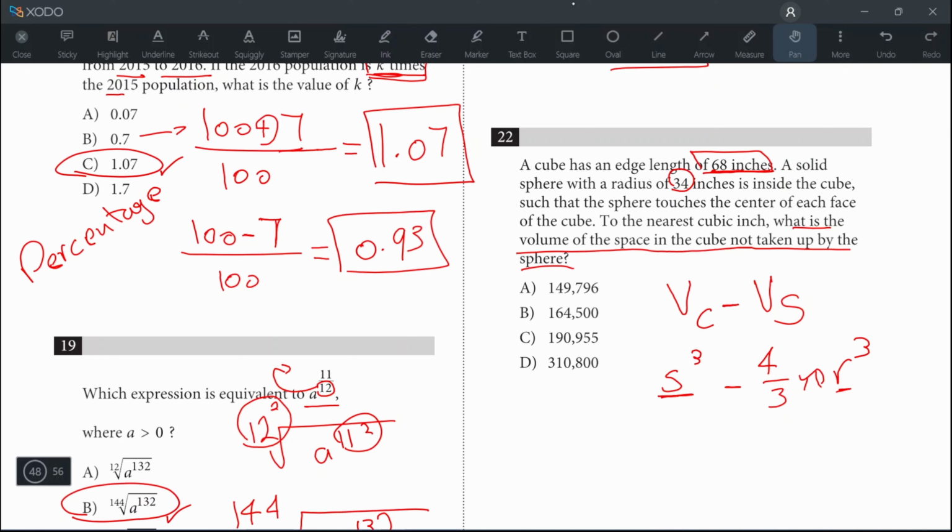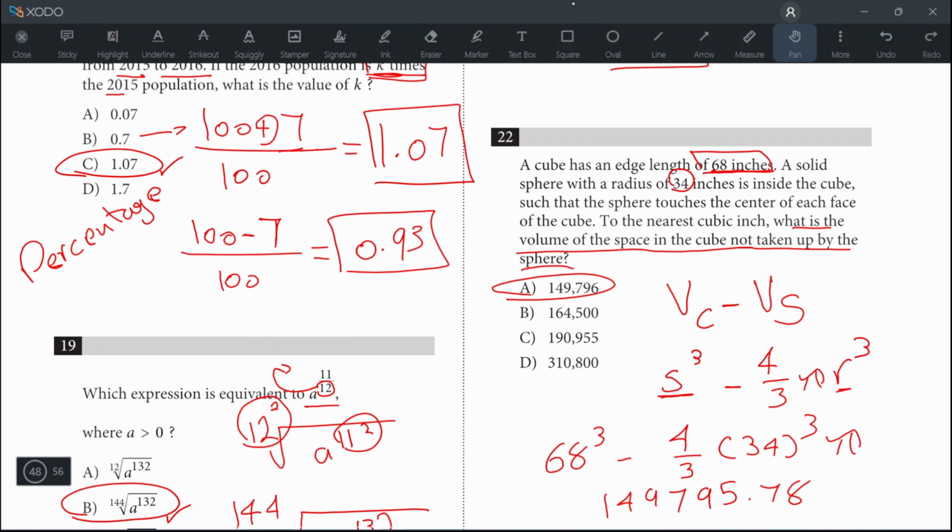The next step is plugging the given values into the equation we have. So 68 to the power of 3 minus 4 over 3 multiplied by 34 to the power of 3 multiplied by pi. The answer will be 149,795.78, which can be rounded to 149,796. So choice A is the correct answer for this question.